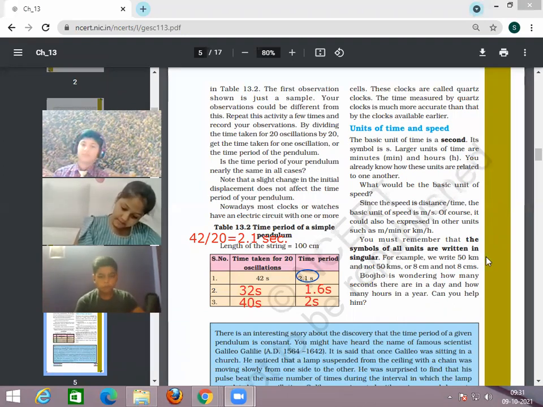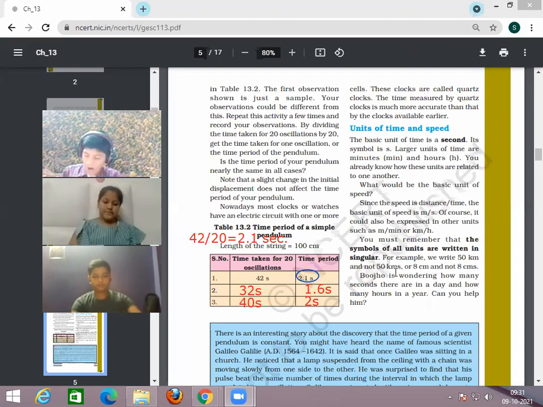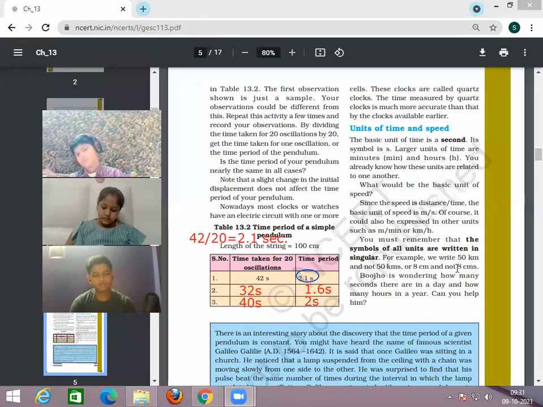So the symbols of all the units are written in the singular form, like kilometer. If 50 is there, then we write kilometer. We do not write kilometers. ठीक है? अगर 1 किलोमीटर है तब भी हम उसको किलोमीटर लिखेंगे. अगर 5 किलोमीटर है, 30 किलोमीटर है, तब भी हम उसको किलोमीटर ही लिखेंगे. We do not write S. Always write in the singular form.